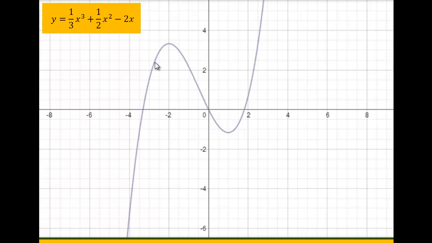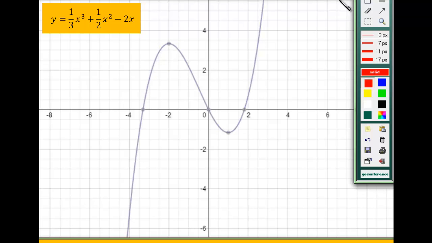So we have our curve, and this is the curve y equals 1/3 x cubed plus 1/2 x squared minus 2x. We want to know when x is negative 3, how fast is y changing, given that x is changing at a rate of 3. So dx/dt is 3. We want to know what is dy/dt.